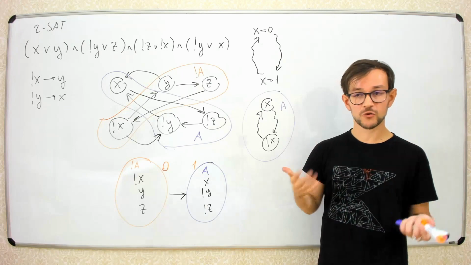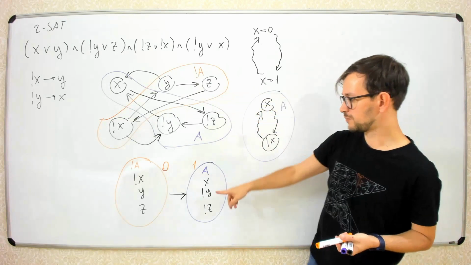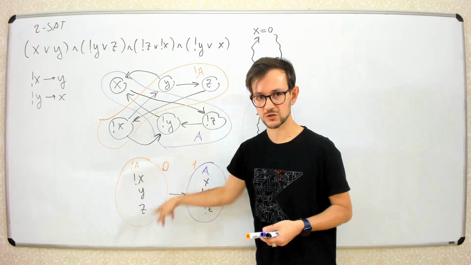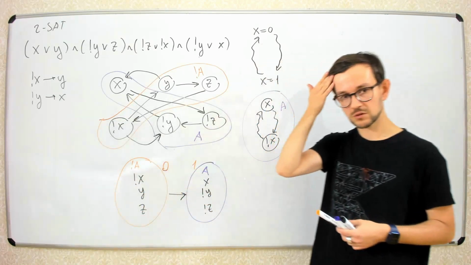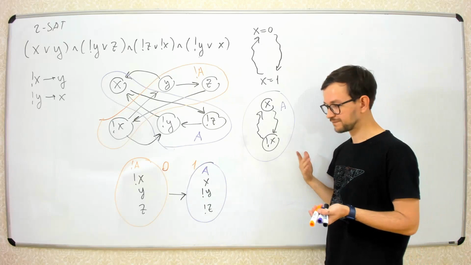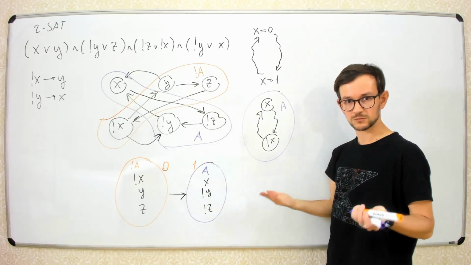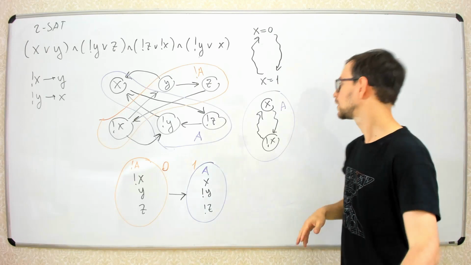So the correct solution for this problem will be to make everything true in this group and everything false in this group. So x must be true, y must be false, z must be false. Cool.